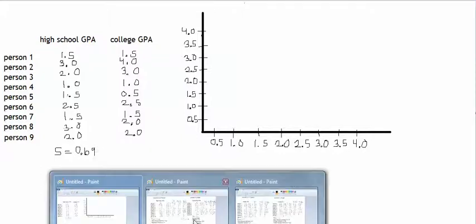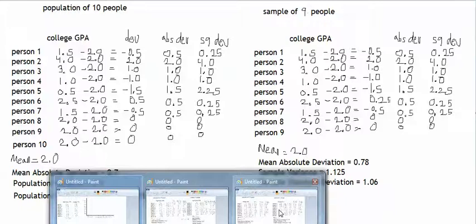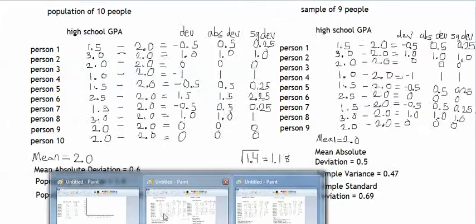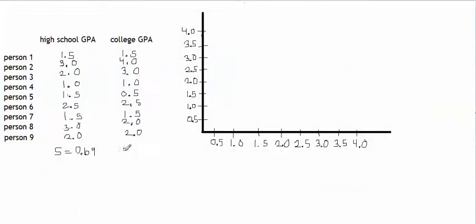What about for college GPAs? Those are the same 9 college GPAs that I was using before, and their standard deviation of the sample was about 1.06. The letter S stands for sample standard deviation. That's why I'm using the letter S. We're pretending, or we're imagining, that this is a sample of 9 people.